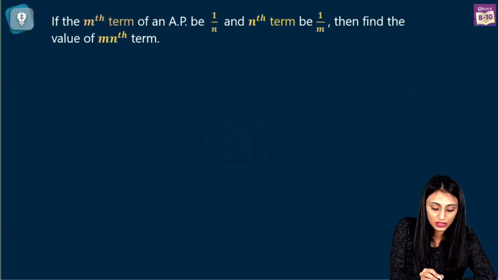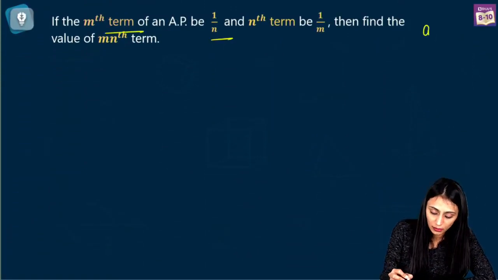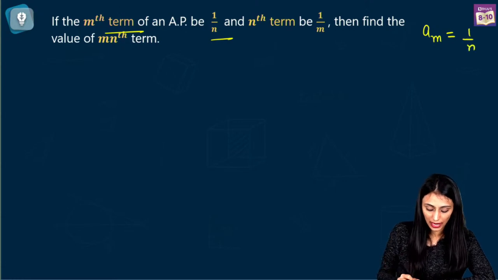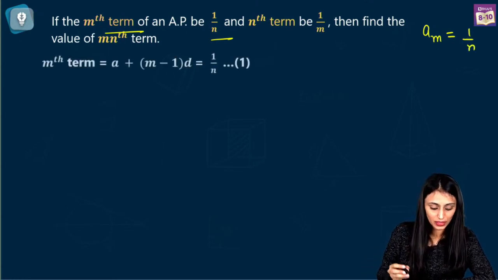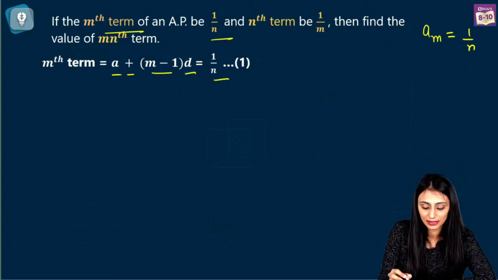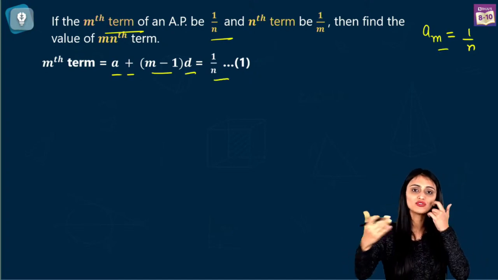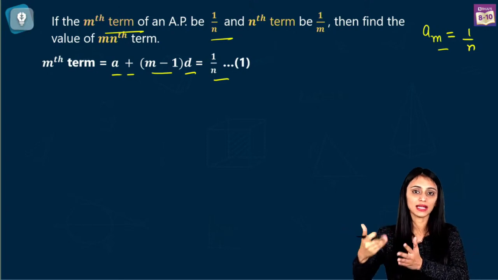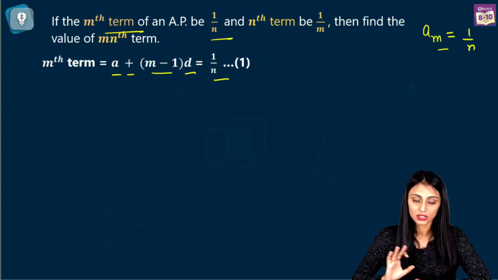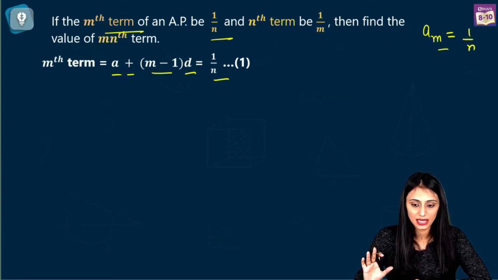This says the mth term of an AP is 1 by n. What does that mean? The mth term, that's how we write it, is 1 by n. I can expand it this way: a plus (m minus 1)d is equal to 1 by n. That's what we saw in the formula of the general term of an AP. an could be written as a plus (n minus 1)d. Instead of n, I have m over here. So this step is clear. We'll mark this as equation number 1.